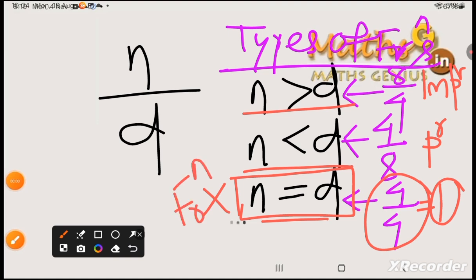Is this a fraction? No. So in which cases will it be a fraction? Only when either the numerator is greater than the denominator or the numerator is lesser than the denominator.